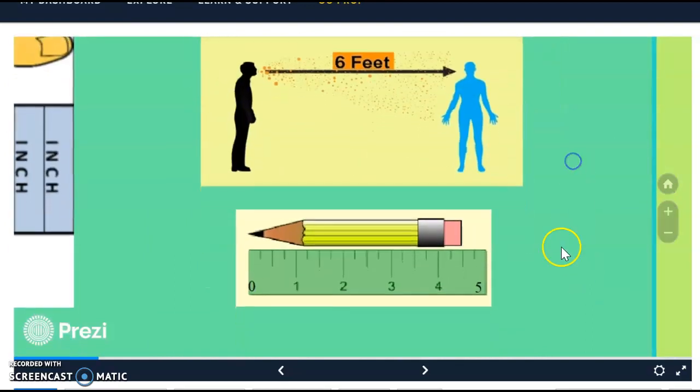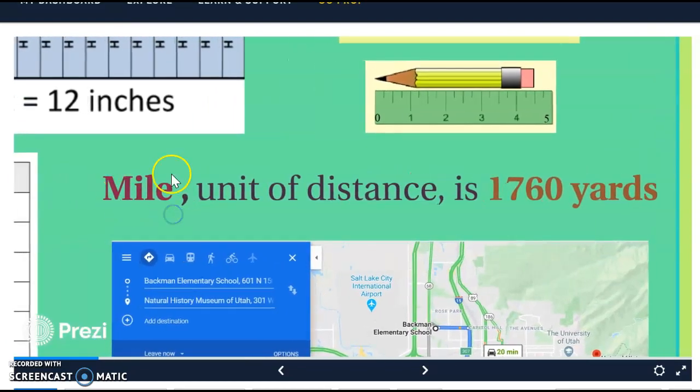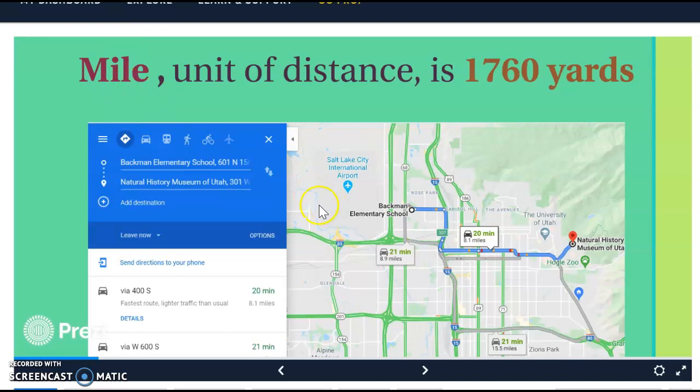There's another unit that we use in the US customary system, which is the mile. One mile is a unit of distance that is 1,760 yards. So we are dealing with big numbers here. Imagine if you wanted to change these yards to feet and then inches. There are lots of zeros there, right? We use miles for distances which are really big, like distances between places in a city, or different cities from each other, or even different countries from each other.